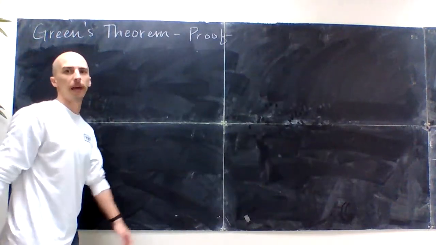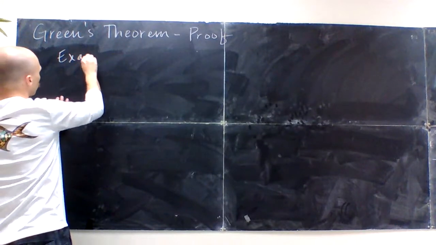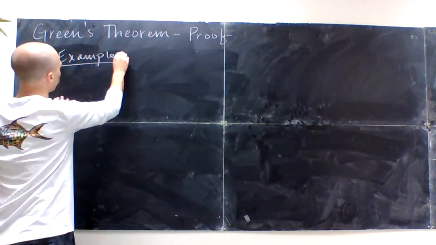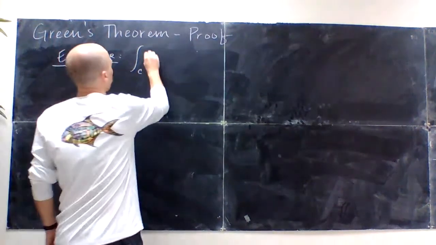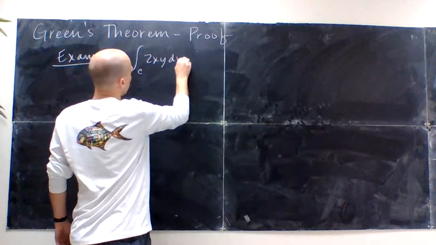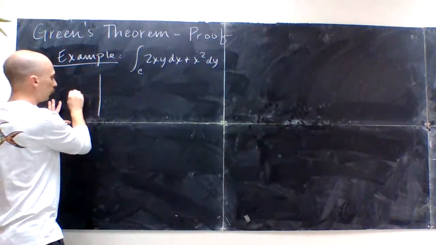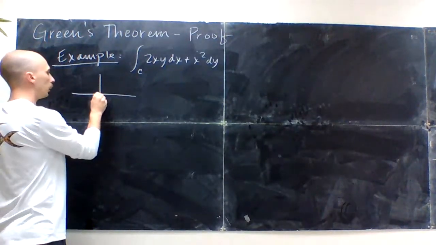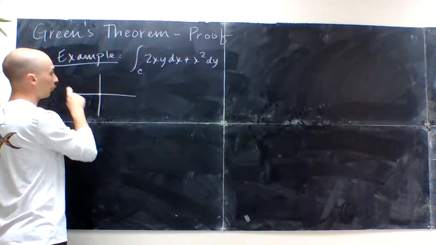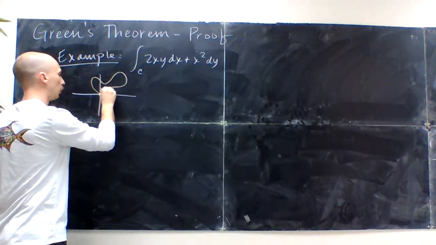But what I forgot to mention was, what if we have a really, really bad path? What if I want to integrate over C something like 2xy dx plus x squared dy, where C is pretty bad. C is looking like, I don't know, let me think of something really not good. Maybe it's going to start over here at 0, 0, and it's going to go like that.